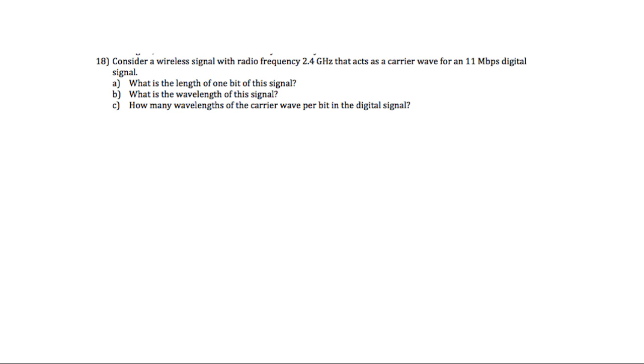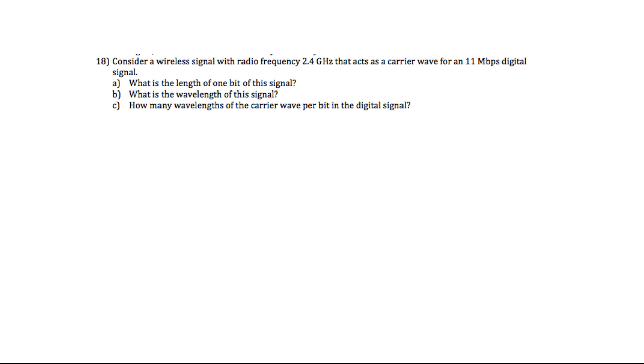Okay, in this example problem, I'm dealing with a wireless signal with a radio frequency of 2.4 gigahertz. Guess what? That's Wi-Fi. It's your standard channels 1, 6, and 11 on Wi-Fi. 2.4 gigahertz acts as a carrier wave for an 11 megabits per second signal. In fact, that is one of the old speeds of 802.11.